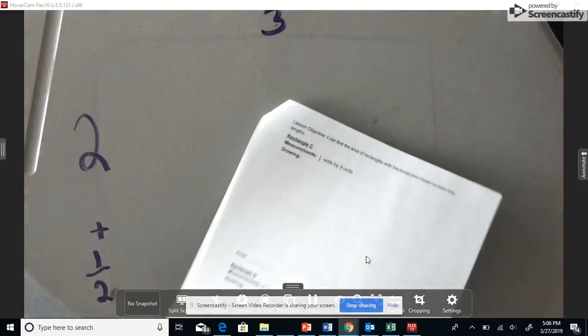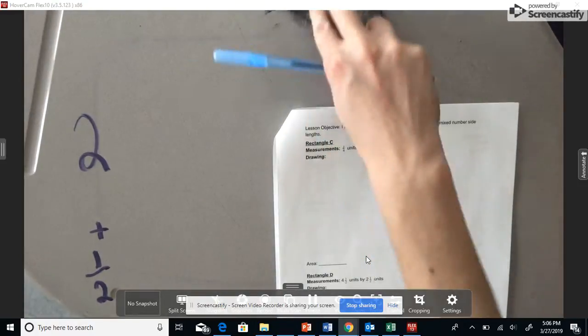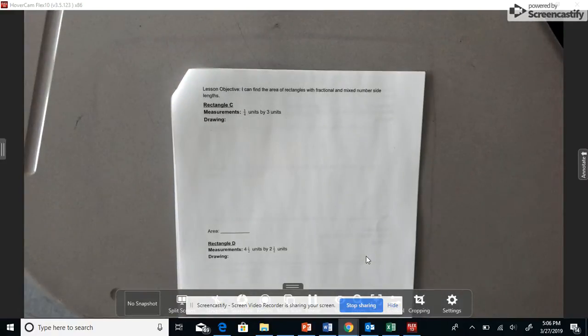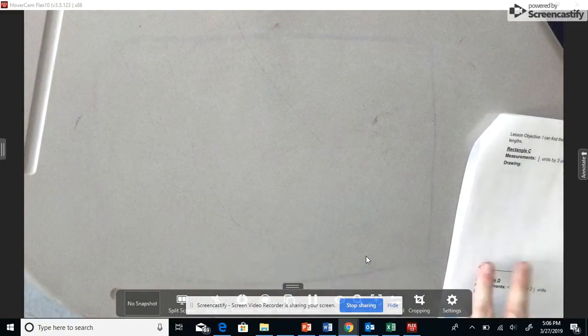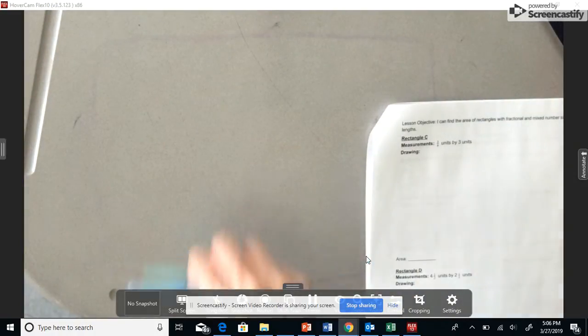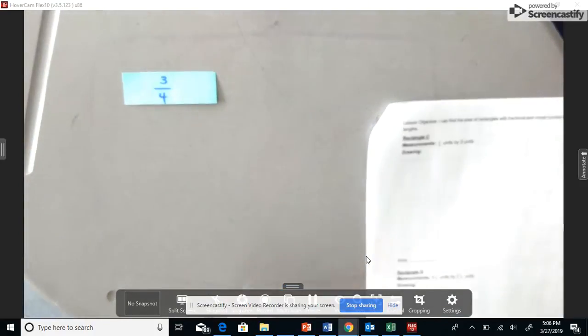All right, we're going to flip over to C. This is going to be the last one we use the sticky notes for. We have 3/4 times 3 units. So with this, we have 3 going across. So we're going to put 3 across, but notice each unit is only worth 3/4. So we're literally just going to have 3.